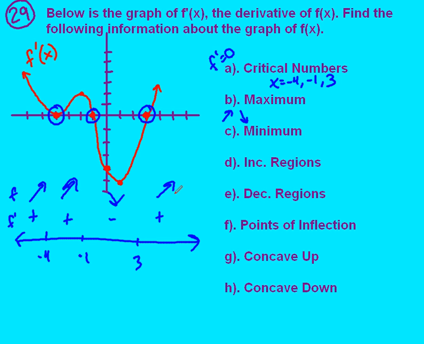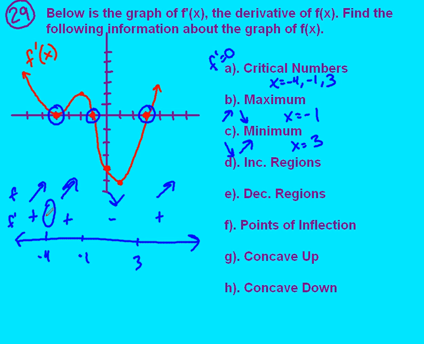So that means my maximum occurs when I went from increasing to decreasing. That's when x equaled negative 1. The minimum means I was going from decreasing to increasing. That happened when x equaled 3. Notice, x equals negative 4 is nothing right here because I went from increasing to increasing again. So that's neither a maximum nor a minimum.